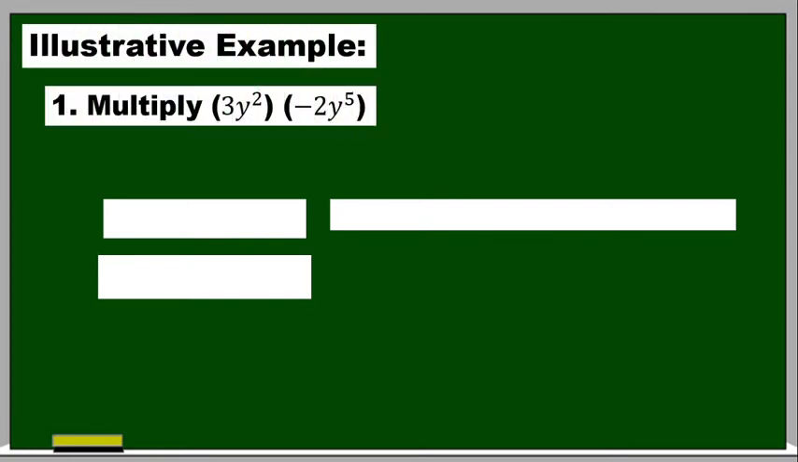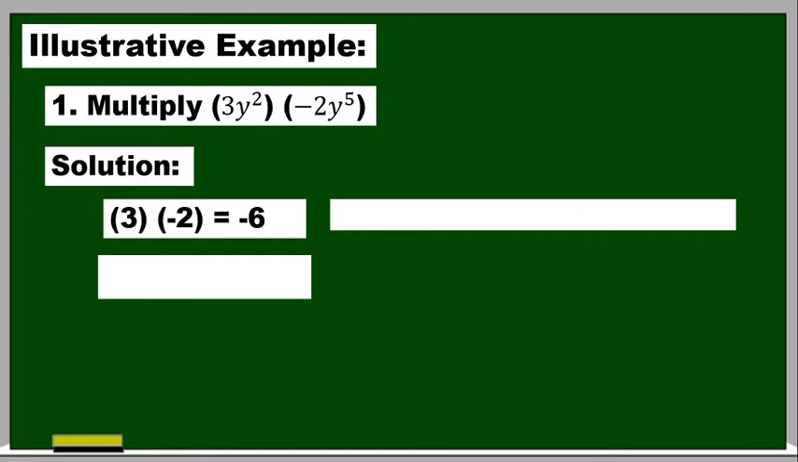multiply quantity 3y squared and negative 2y raised to the 5th power. This is the application on what we have learned about laws of exponent. This is product of a power. So you are going to multiply the numerical coefficients. That is 3 times negative 2 and that gives negative 6. So multiply the numerical coefficients.